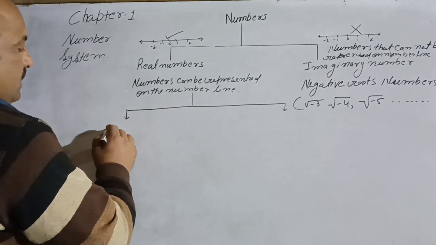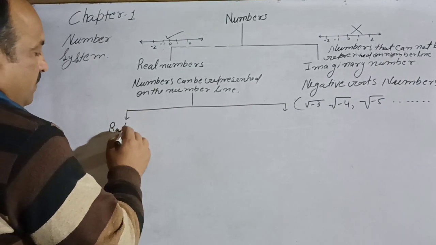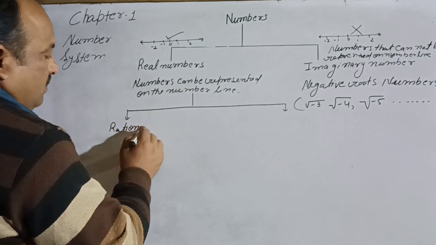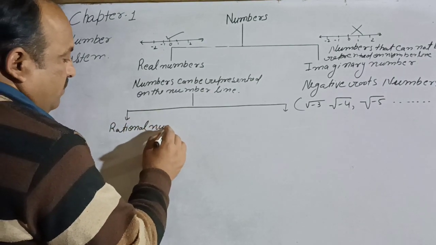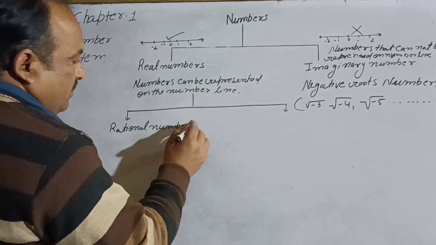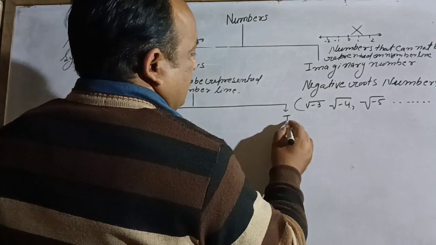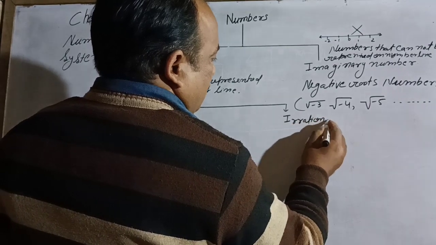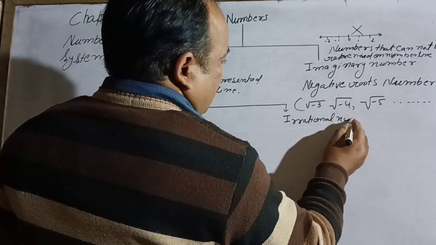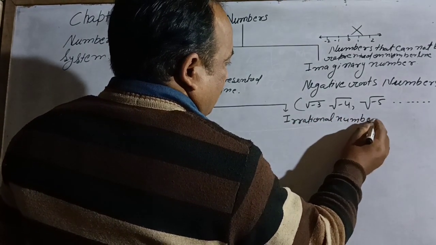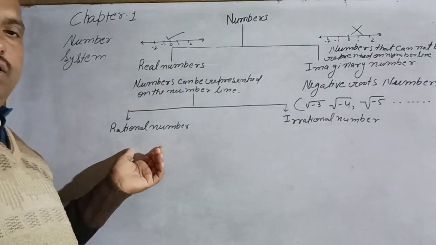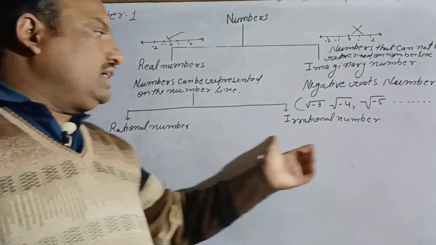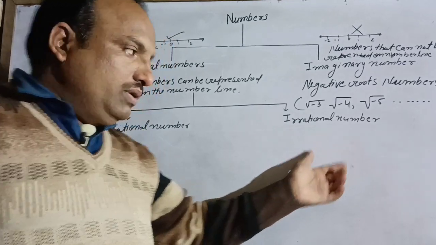First is called rational numbers, and second is called irrational numbers. First is rational numbers and second is irrational numbers.